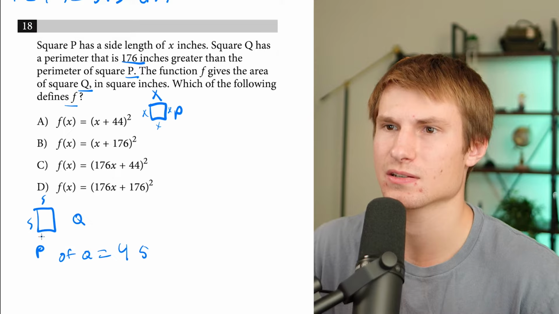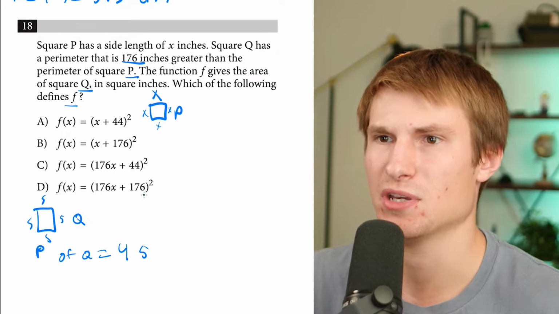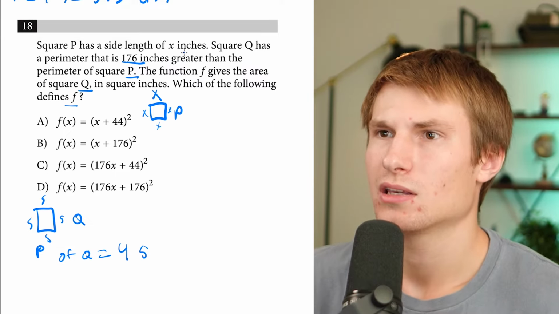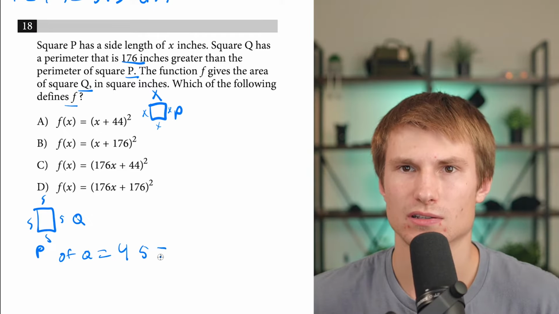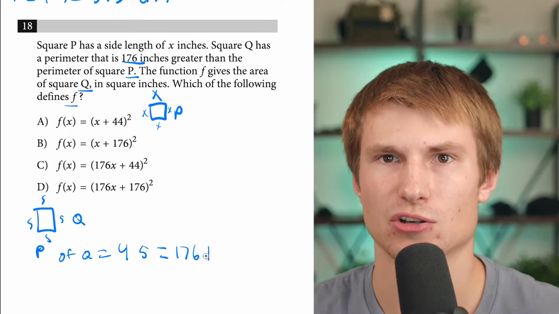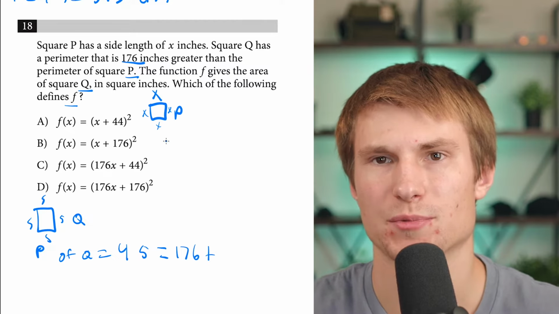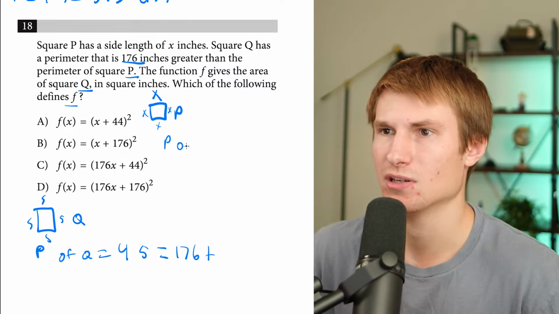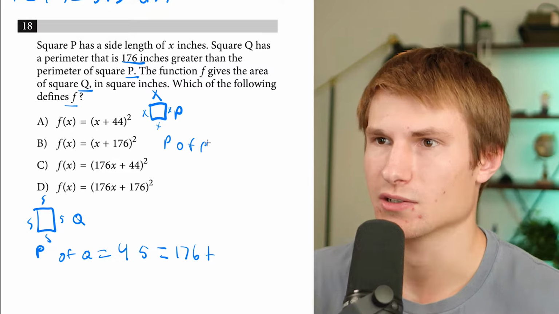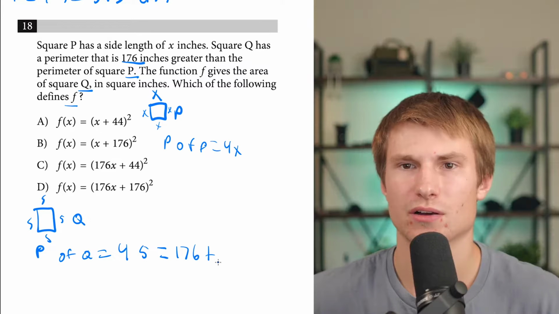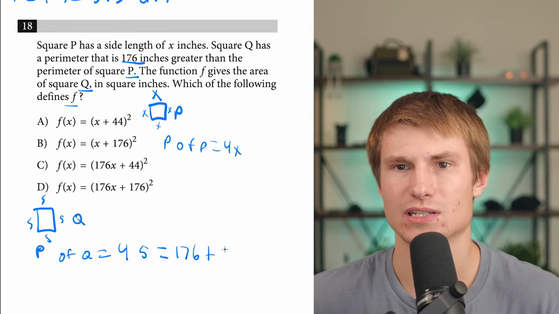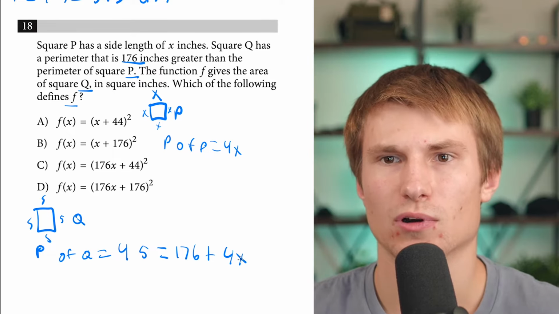So we'll put S, and we'll use X for the side length of P then, that's fine. Key things we also get is that the perimeter of Q is equal to 176 inches greater than the perimeter of P. We know the perimeter of square P would be 4x. Okay, so we can go down here, that'd be 176 plus 4x.